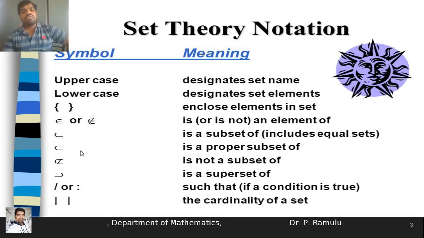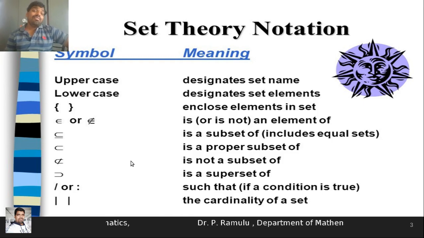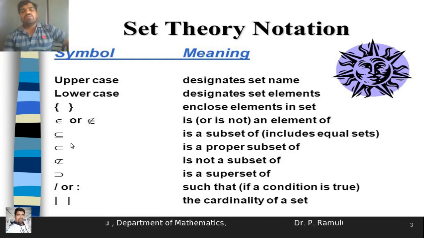Otherwise, you can take A is equal to {a, b, c, d}, B is equal to {1, 2, 3, 4, 5}. You can easily recognize that none of the elements are contained in the other set. That's why either A is not a subset of B or B is not a subset of A. You can use this symbol. This is superset.